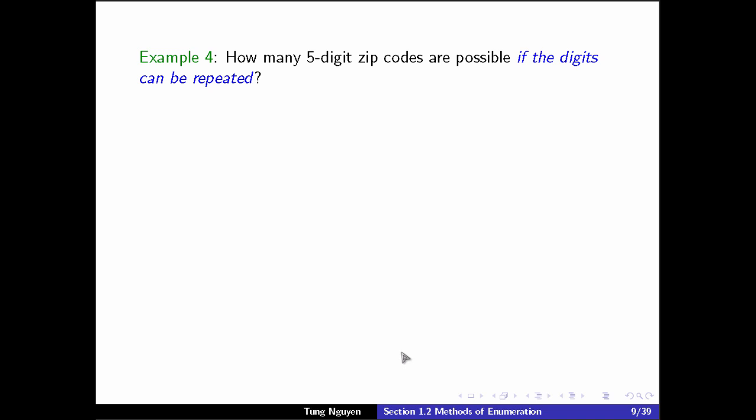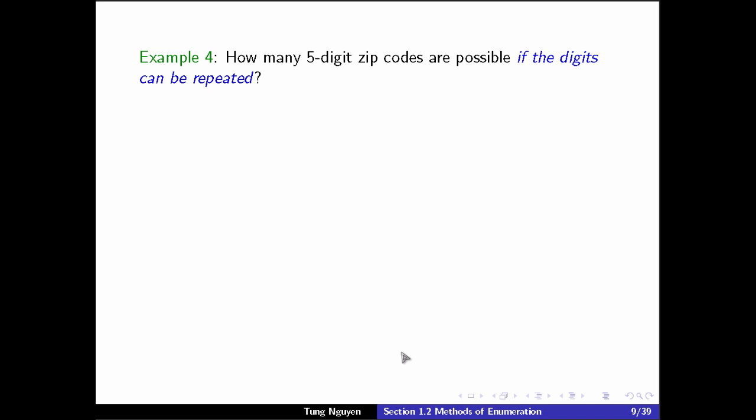And for the first digit, we have a total of 10 possible ways, because we can pick a number ranging from 0 to 9. So we have 10 choices for the first digit. And since the digits can be repeated, the second digit we also have 10 choices. The third digit, we also have 10 choices. The fourth one, we also have 10 choices. And the fifth one, we also have 10 choices.